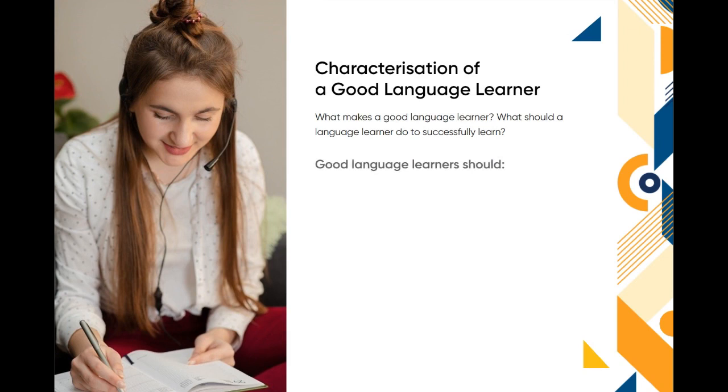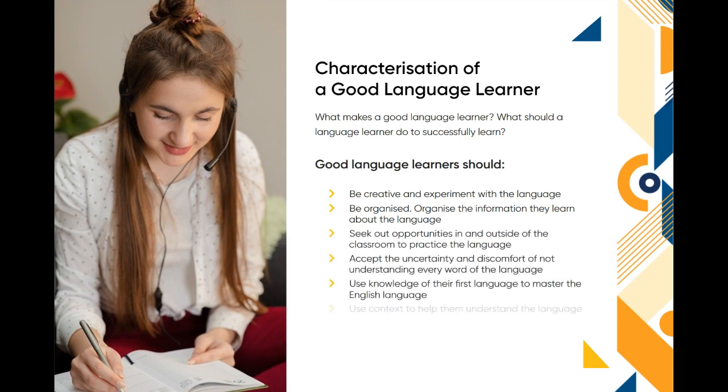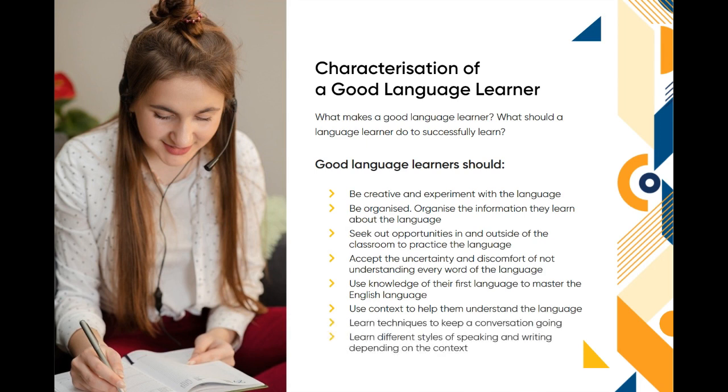Characterization of a good language learner. What makes a good language learner? What should a language learner do to successfully learn? Good language learners should be creative and experiment with the language. Be organized. Organize the information they learn about the language. Seek out opportunities in and outside of the classroom to practice the language. Accept the uncertainty and discomfort of not understanding every word of the language.